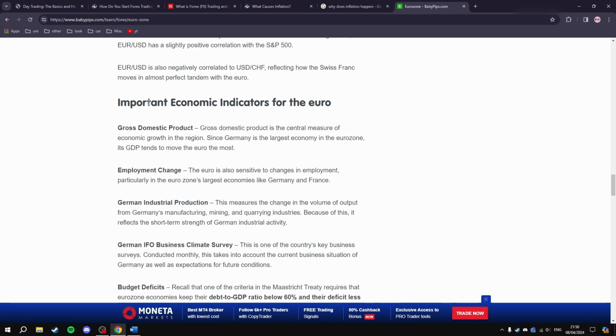EUR/USD is also negatively correlated to USD/CHF, reflecting how the Swiss franc moves in almost perfect tandem with the euro.